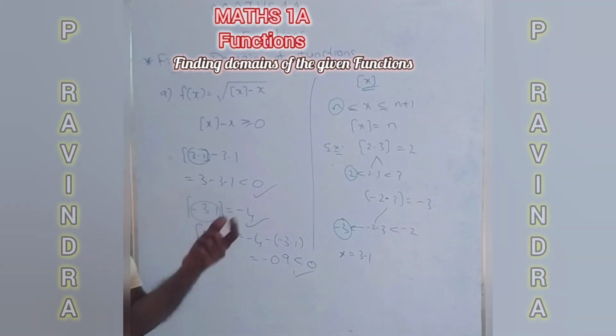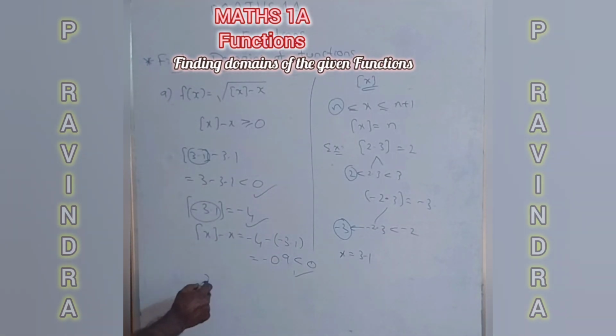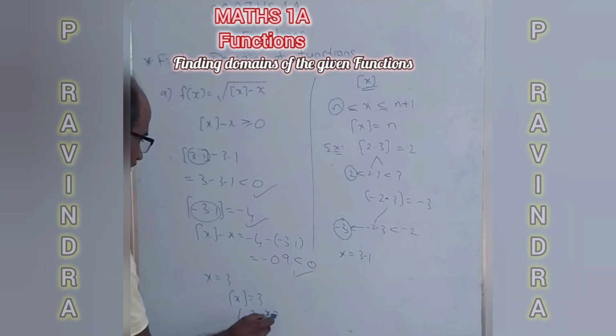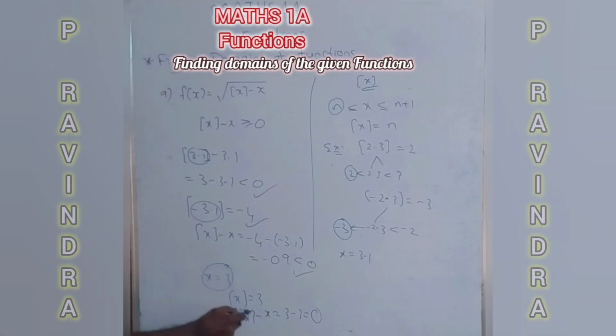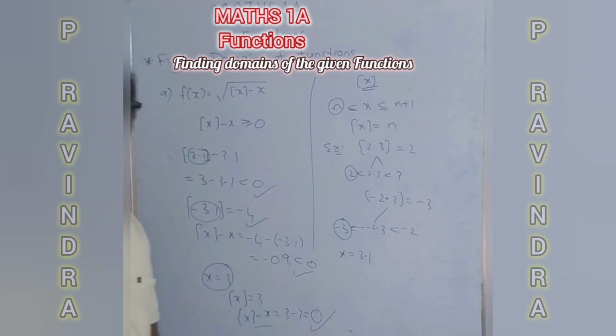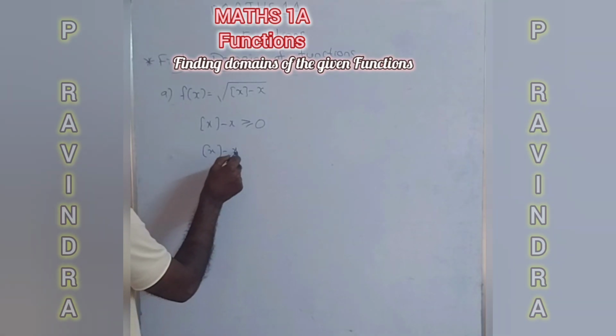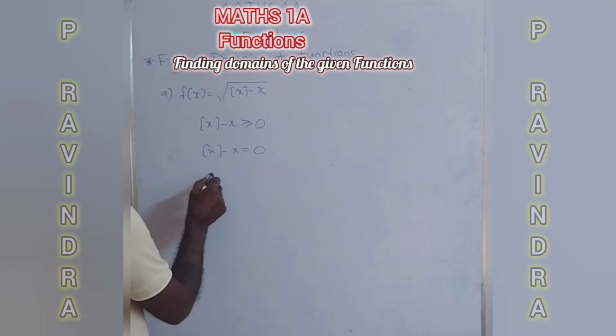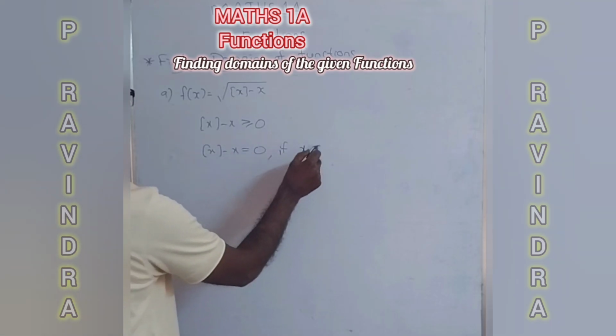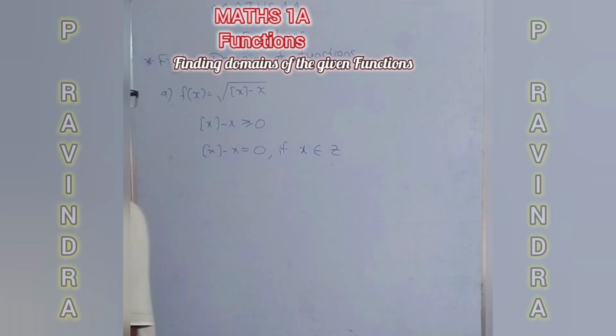Now let us take pure integers. If you take x equal to 3, then step x will be equal to 3 only. Then step x minus x means 3 minus 3, which is clearly 0. So for all integers, step x minus x will be equal to 0. Only one answer you are getting. Therefore, step x minus x will be 0 only if x is clearly an integer.